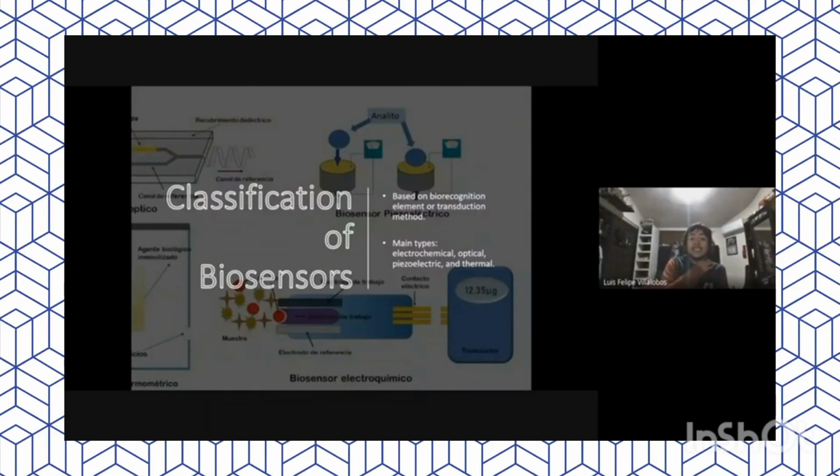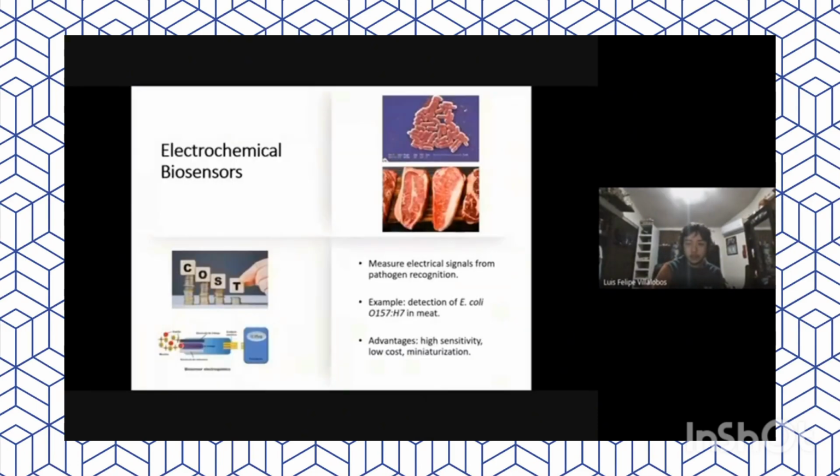Now, we have the classification of biosensors. Biosensors can be classified by the type of bioreception element or by the transduction method that they use. The most common types are electrochemical, optical, piezoelectric, and thermal biosensors. Now, we're gonna mention every kind of biosensor.